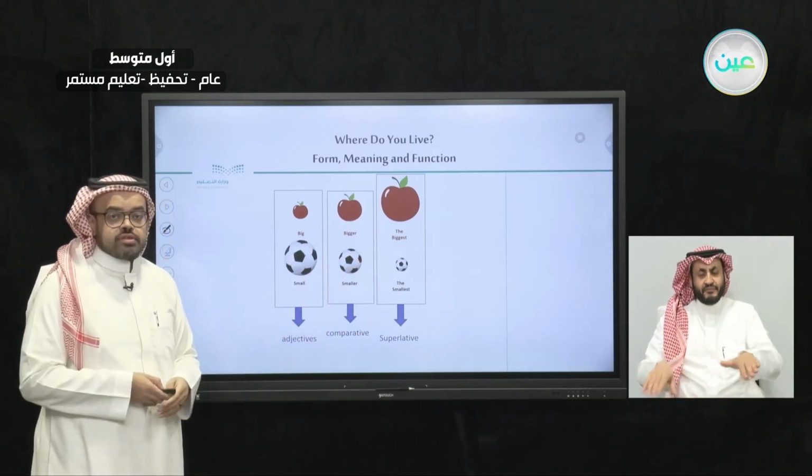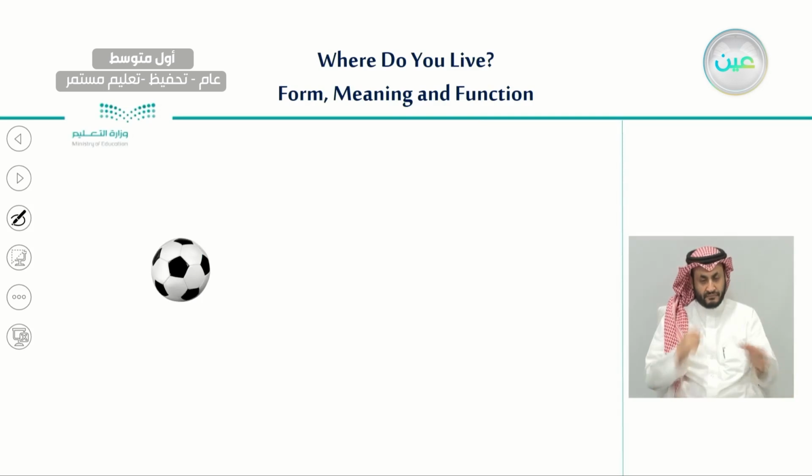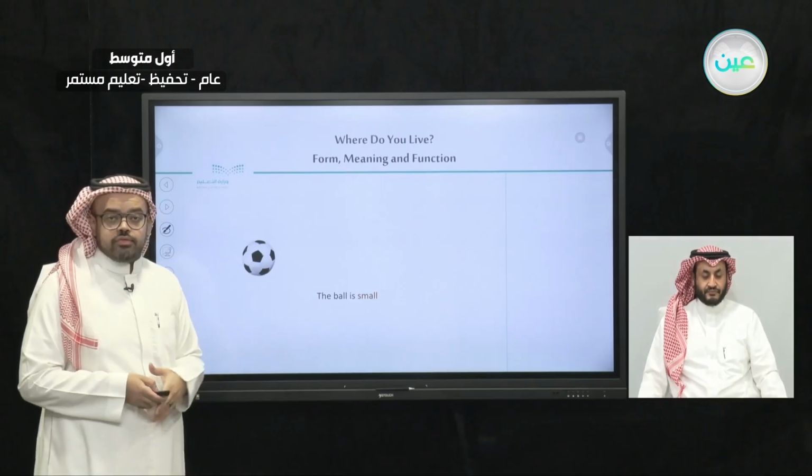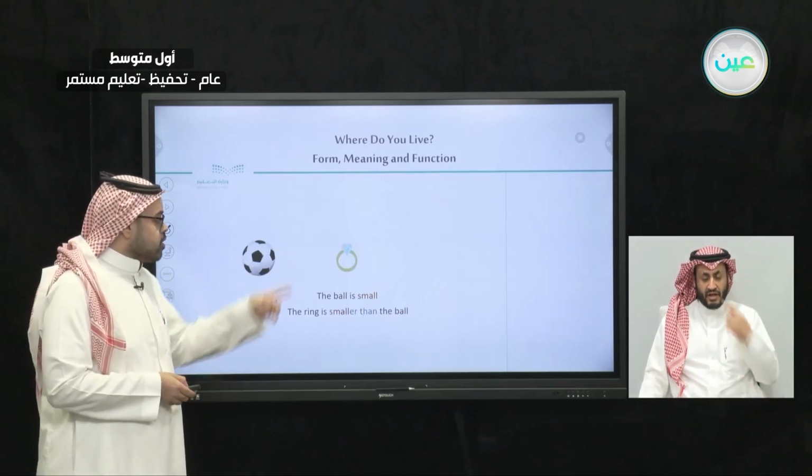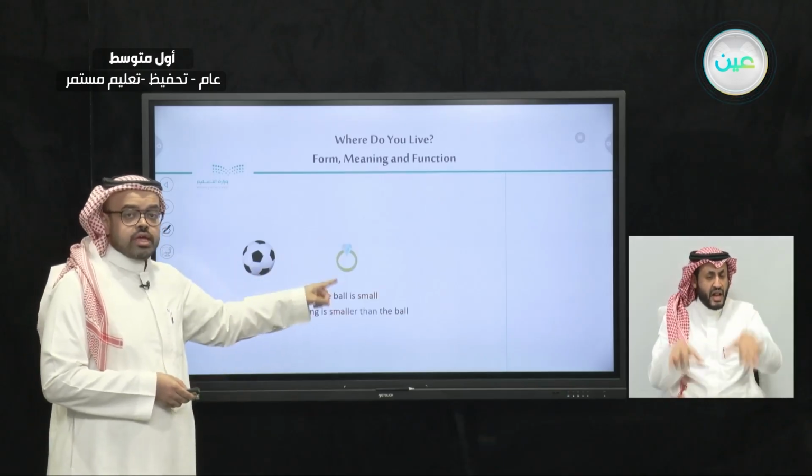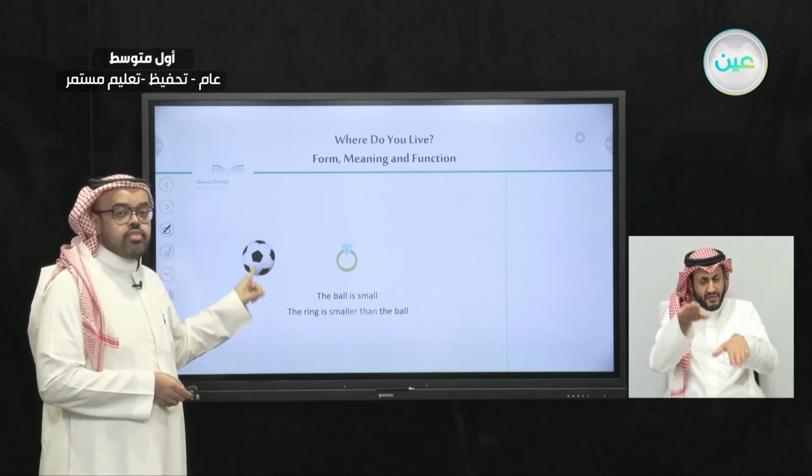Let's take further examples. As we said earlier, the ball here is small. And we have even something smaller, which is the ring. The ring here is smaller than the ball.